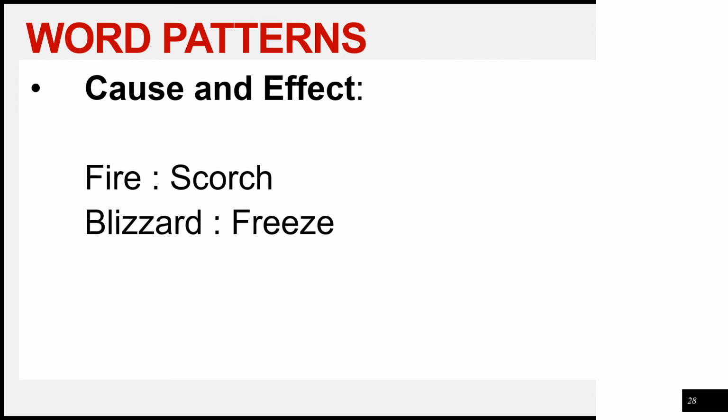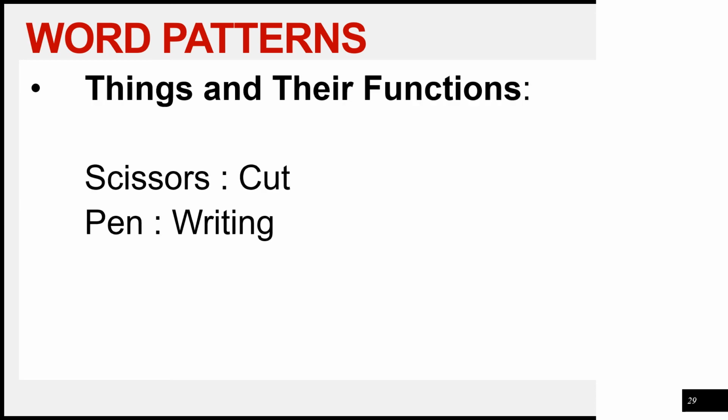And also we have the cause and effect. Like for example, when there is fire, then there is scorching heat. And when there is a blizzard, then it can be very freezing. Word patterns can also be in the form of things and their functions, like the scissors are used for cutting, or the pencil or the pen can be used for writing, and many more.